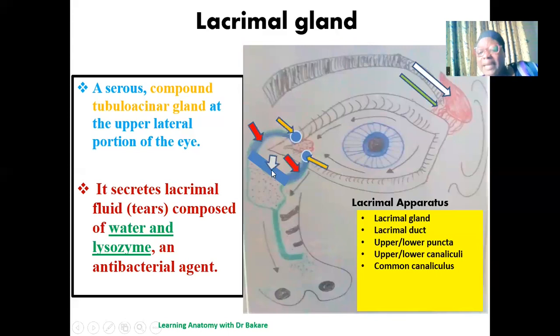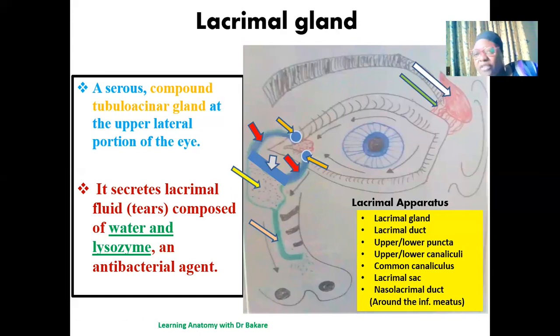From the common canaliculus, it is then drained into the lacrimal sac. This is the lacrimal sac here. From the lacrimal sac, it is finally drained into the nasolacrimal duct, and this is the nasolacrimal duct highlighted in green. From the nasolacrimal duct, it is then released into the inferior meatus below the inferior conchae. So it is released into this meatus. And of course, from there, it finds itself within the nasal cavity.